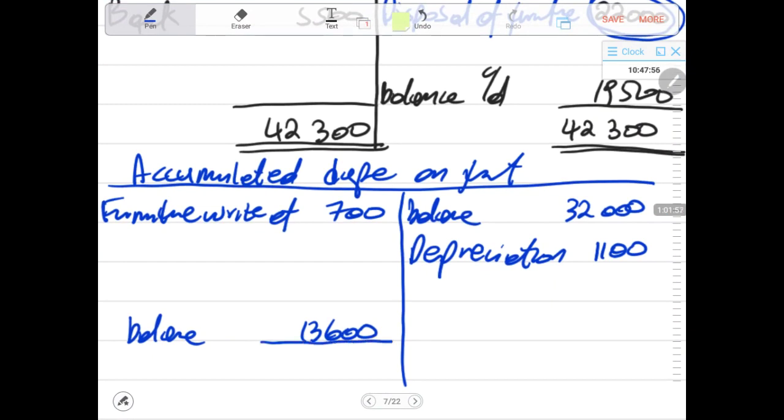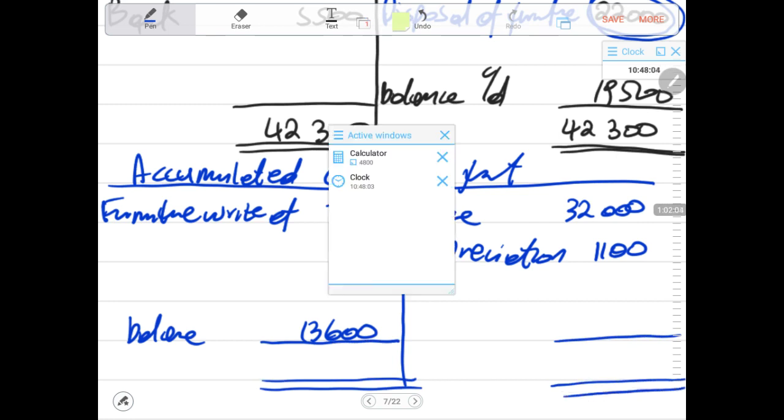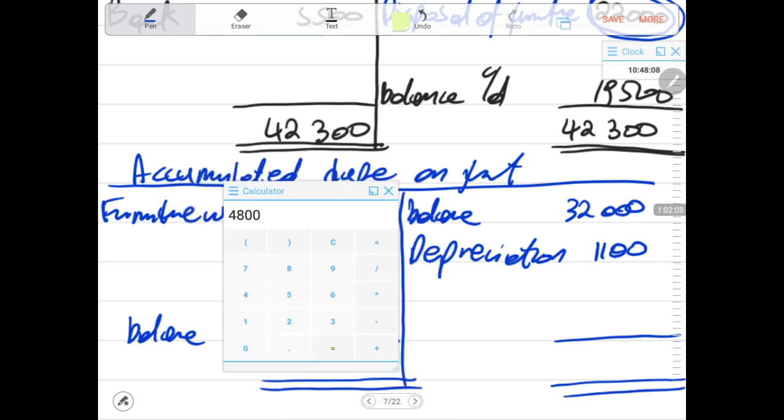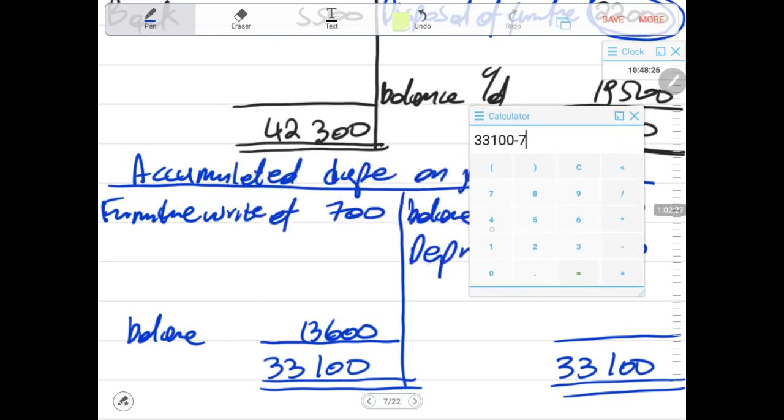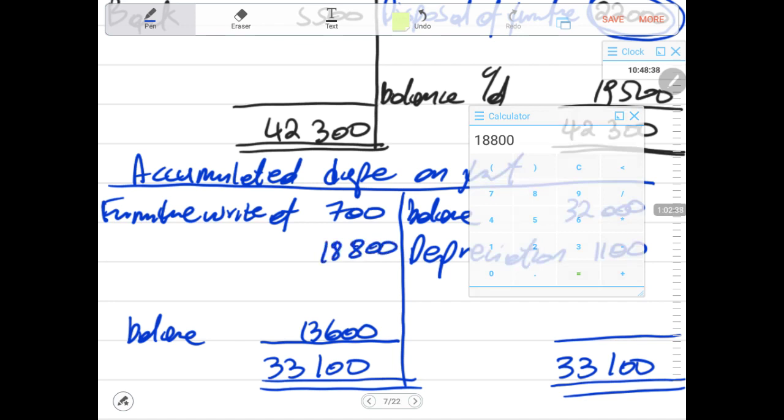So that means the balancing amount will be on the debit side. And the minute the balancing amount is on the debit side, it will be the accumulated depreciation of the furniture that was disposed at a selling price of 8,000 rands. 32,000 rands plus 1,100 equals 33,100 rands. 33,100 rands minus the debit side, minus 700, minus 13,600, we get to 18,800. 18,800. This will be disposal of furniture, meaning, in other words, this is disposal of furniture. This is the accumulated depreciation of the furniture that was disposed.